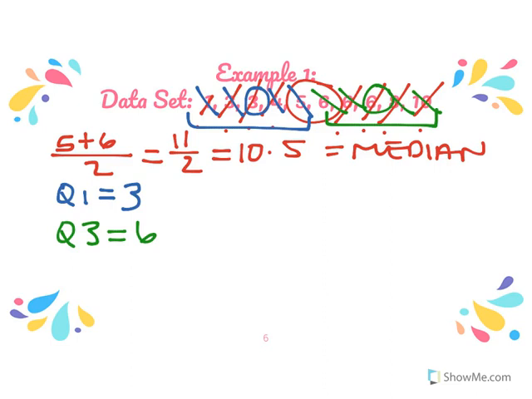And then the only thing left that we need to determine is our min and our max. So our min is 1, our max is 10. So those are our values there. Now we are going to actually draw a box and whisker plot and do our number line.